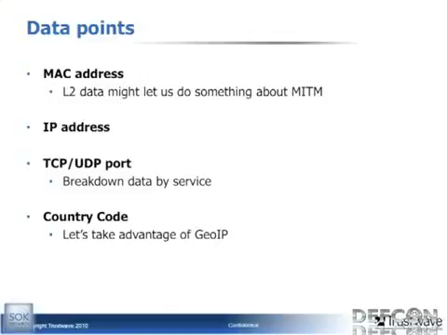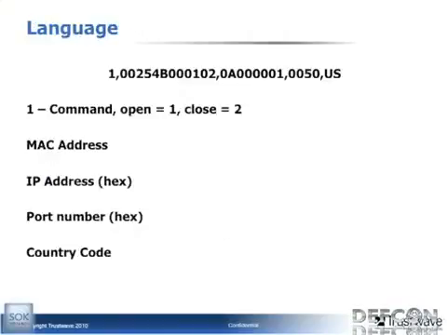So, data points. Here's what I'm sending: MAC address, IP address, TCP or UDP port, and country code. Here's what it looks like. I can say I wrote my own protocol, but really all I did was take 1 for open, 2 for closed, and then put a bunch of other stuff in hex separated by commas. If you could call that a protocol, yeah. When I'm trying to show off in front of the girls, I say I wrote my own protocol, but really you guys know the truth. It's just that many characters across the serial link.